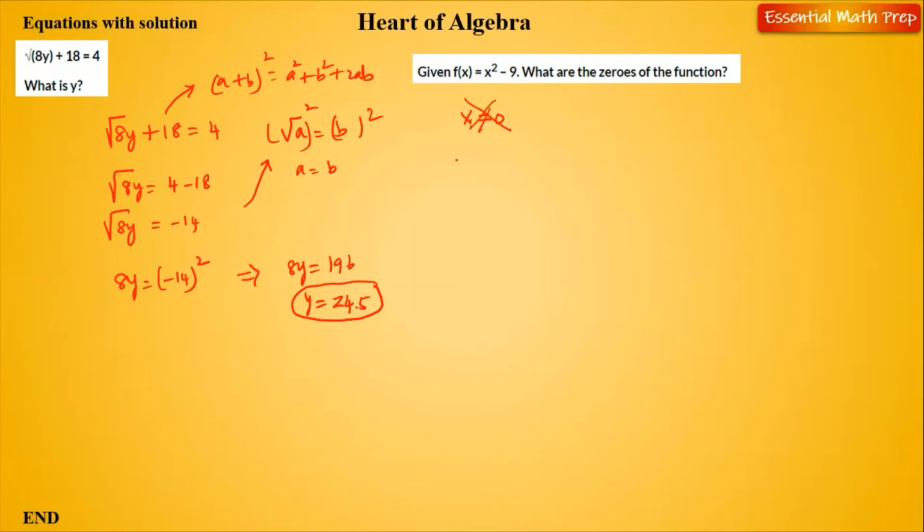This is not what it's saying. It's saying the function itself is equal to 0. There's a difference, okay? So if that's the case, then f of x equals 0, that means x squared minus 9 equals 0, x squared equals 9, x equals square root of 9, which is plus or minus 3. And that's the answer, right?